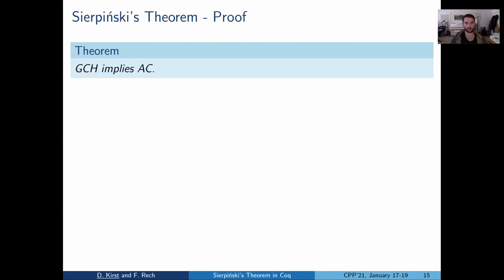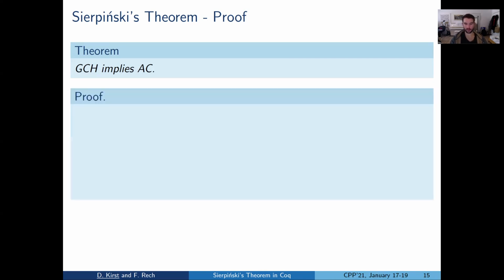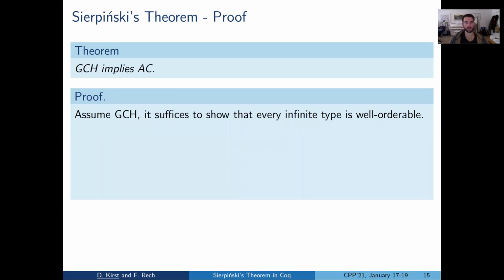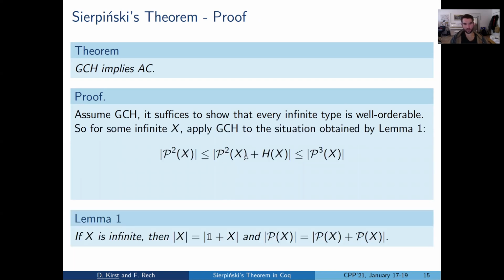Okay, so now having this in place, we can look at the remaining work to do. So we want to prove now that GCH implies AC. And as explained in the outline at the beginning, it is enough to show that every infinite type is well orderable. And to show this, we now create a situation where we can apply GCH, and the situation is as follows. We look at the two-fold power set of X and the three-fold power set of X, and in between we squeeze the sum type of the two-fold power set of X and the Hartogs type of X.